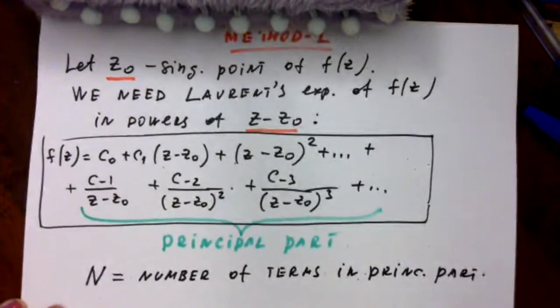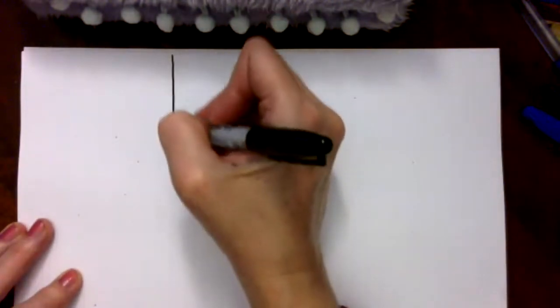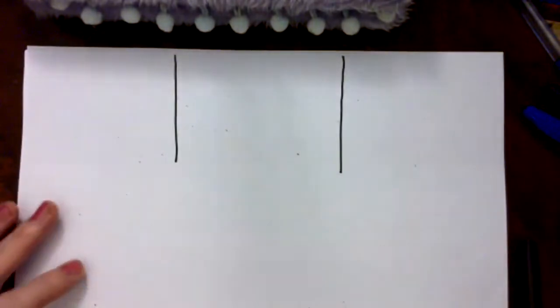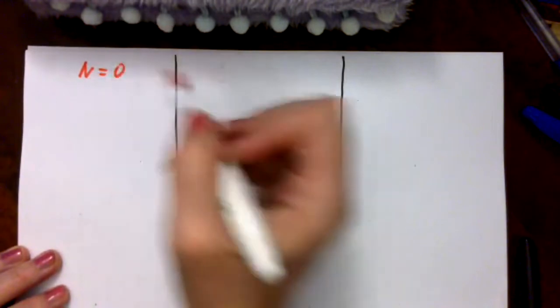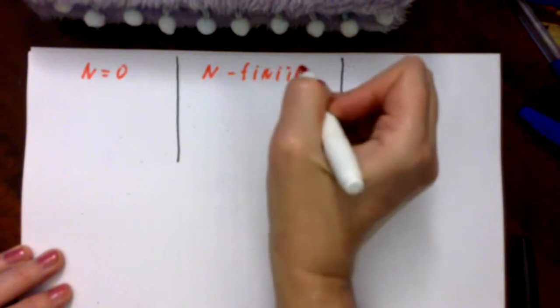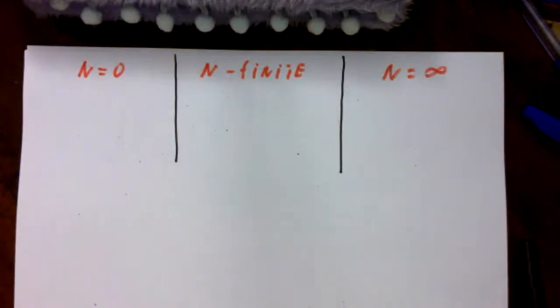This is what is going to be crucial. Okay, now I need to turn the page because I want to draw you a little table. It turns out that there are three types of singularities. Let's divide our page into three columns as usual, and it all depends on what is the result related to n. N could be equal to 0, N could be just some finite number, and n also can be infinite. So 0, finite, and infinite.